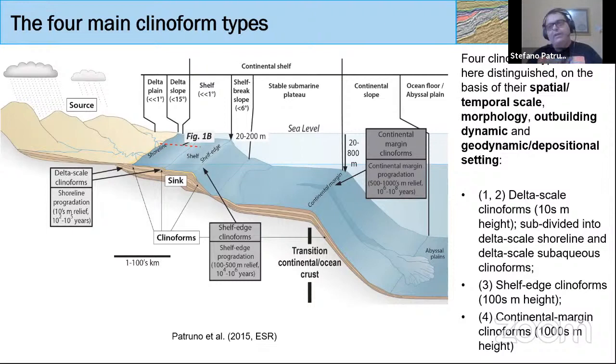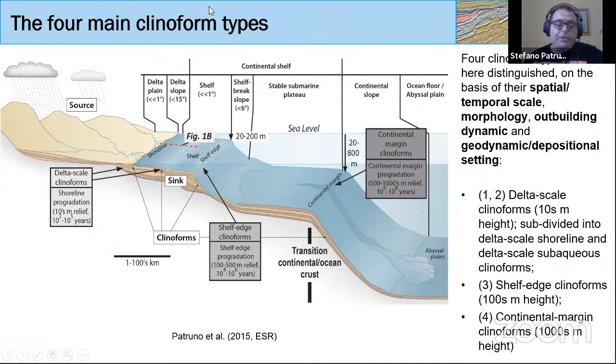So these small clinoforms are like the little mouse, right? The little mouse, they can run very, very fast and reach this point, and then they can run backward during backstepping phases, and then can run forward again. And this is really what dictates the independent regressive transgressive cycles which we see.